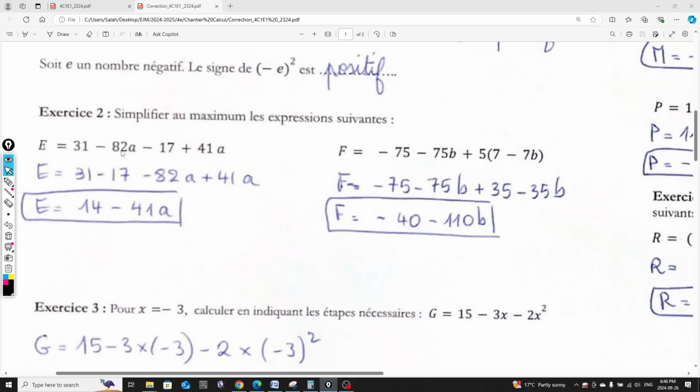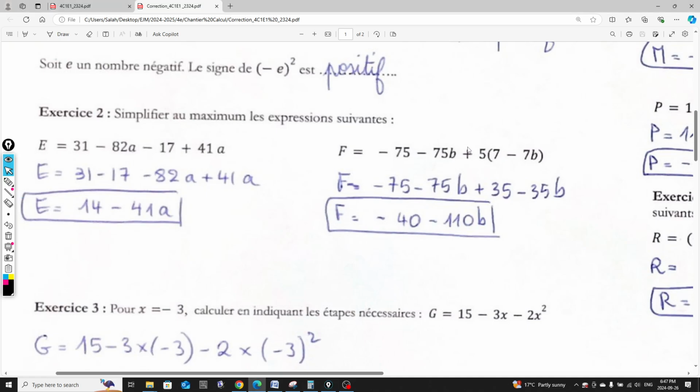So I've got negative 82a plus 41a. Well, negative 82 plus 41 is going to give me negative 41a. And I've also got 31 minus 17, and those are like terms as well, and that gets me 14. Okay? So 14 minus 41a would have been your answer. You could have also written it backwards by saying minus 41a plus 14. Okay? This guy right here, same thing.